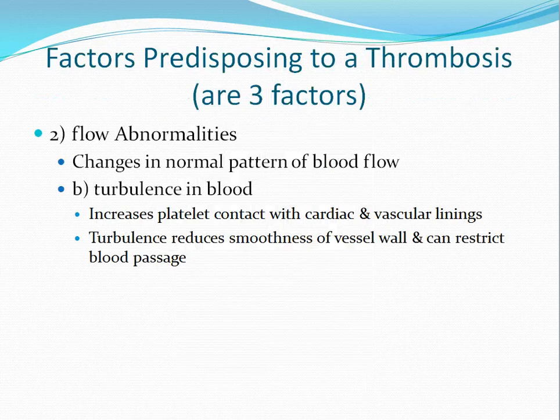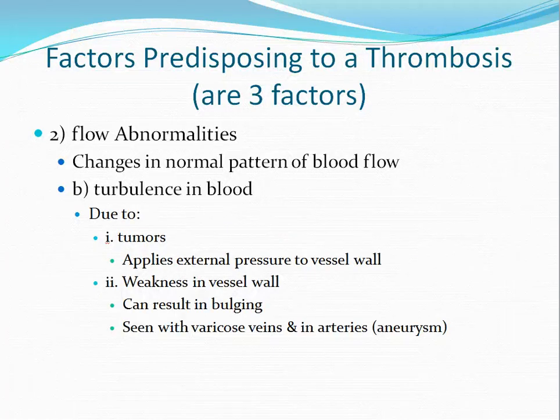Another flow abnormality might be turbulence in the blood. This increases platelets' contact with the linings of our blood vessels as well with the lining of the heart. Turbulence reduces the smoothness of the vessel wall, or it can also restrict the passage of blood through the vessels. What can cause this? Tumors. Many times tumors apply external pressure to the vessel wall. Another cause could be weakness in the vessel wall. This can result in bulging, like we talked about with the varicose veins, and it can also be seen in arteries. This is known as an aneurysm.